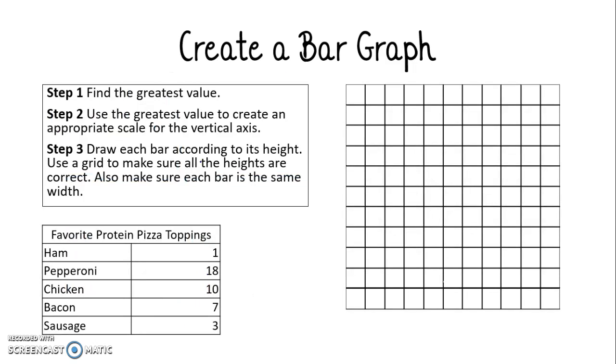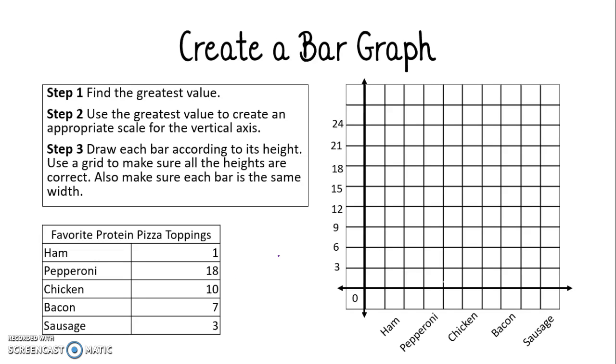Let's look at an example of creating a bar graph. So step 1, we want to identify the greatest value. So in our data of favorite protein pizza toppings, we're looking at 18 students who favor pepperoni. So that's our maximum. We'll use that greatest value to create an appropriate scale for the vertical axis, basically to make sure we have enough room on our graph to fit everything. And then lastly, we'll draw each bar according to its height. We're going to use a grid to make sure that all the heights are correct and to make sure that each bar has the same width.